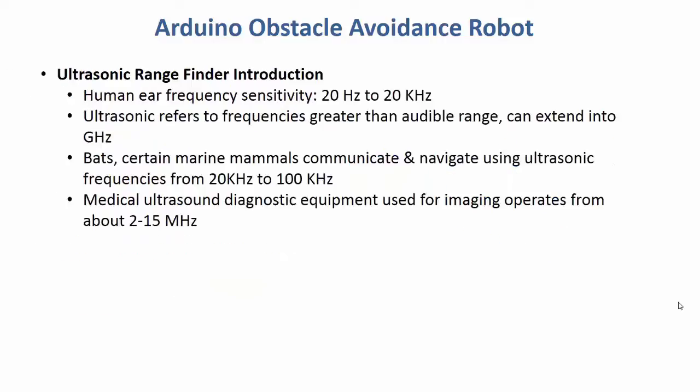Now the human ear frequency sensitivity is from about 20 Hz to 20 kHz. And ultrasonic refers to frequencies greater than the audible range, and it can actually extend into the gigahertz. Now bats and certain marine mammals will use echolocation, and so they communicate and navigate using ultrasonic frequencies, and this is from about 20 kHz to 100 kHz. Now medical ultrasound diagnostic equipment operates much higher at a range of about 2 to 15 MHz.